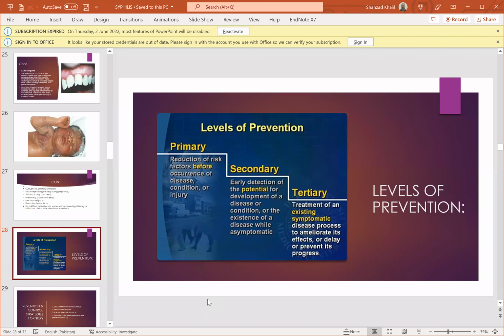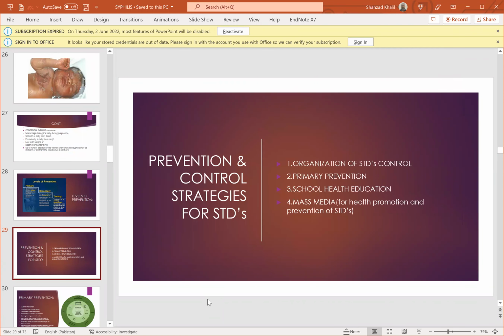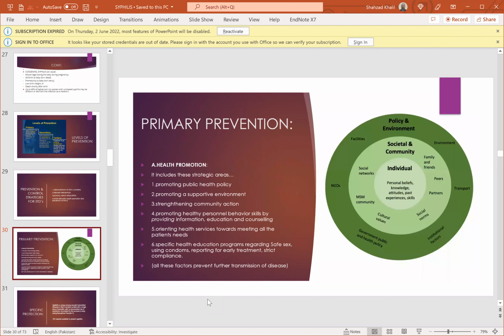Levels of prevention, primary, secondary, and tertiary. Prevention and control strategies of STDs, sexually transmitted diseases, mainly include the organization of STD control, primary prevention, school health education, mass media for health promotion and prevention of STDs. Starting with the primary prevention, which occurs at the individual level, societal and community level, and then the policy and the environment. So the health promotion includes the strategic areas, promoting public health policy. Second is promoting a supportive environment.